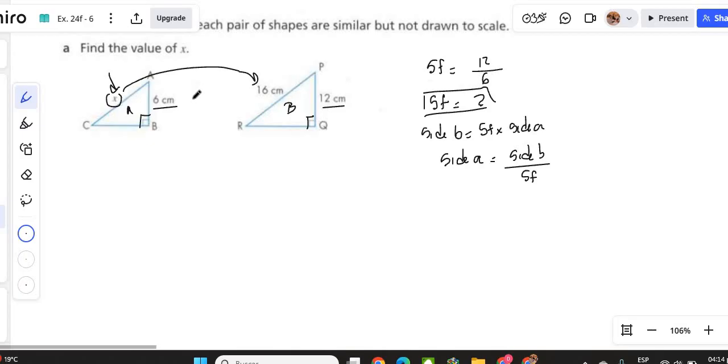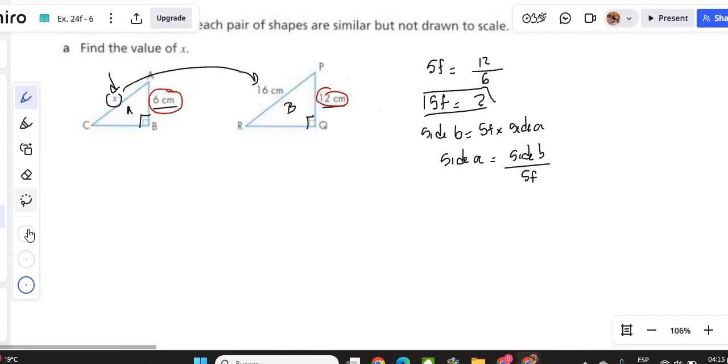The idea is, when you always work with similarity, the information that you must always find is the scale factor. The scale factor, remember, is a division between two corresponding sides. In this case, 6 and 12 are corresponding sides. 12 is of shape B, and 6 is of shape A. So the scale factor is the length in shape B, in this case 12, divided by the length in shape A, that is 6. 12 divided by 6 is 2. So the scale factor is 2.